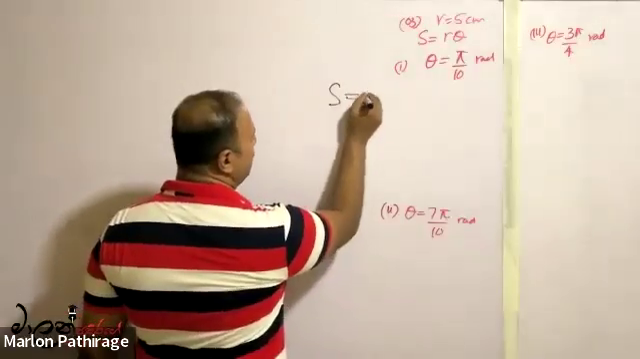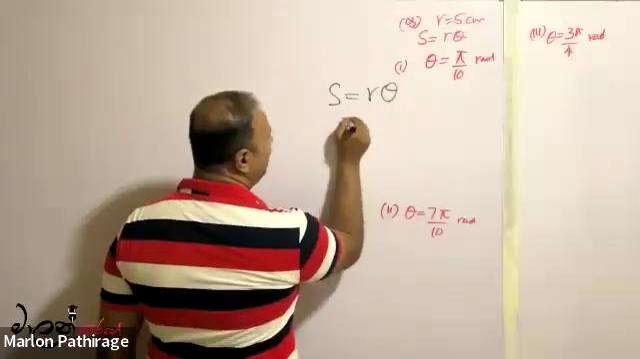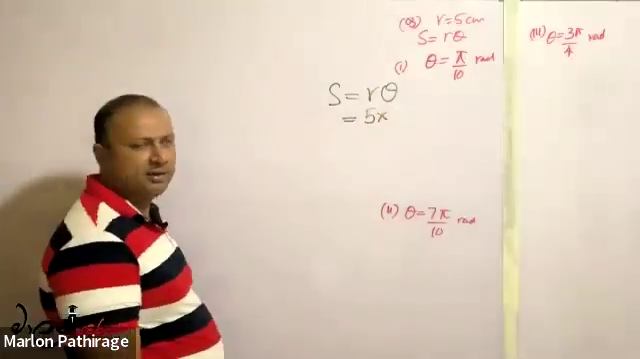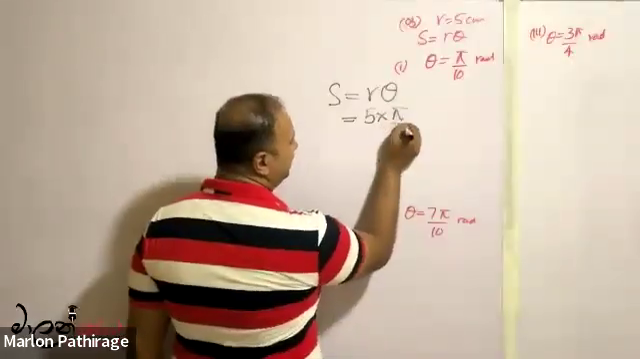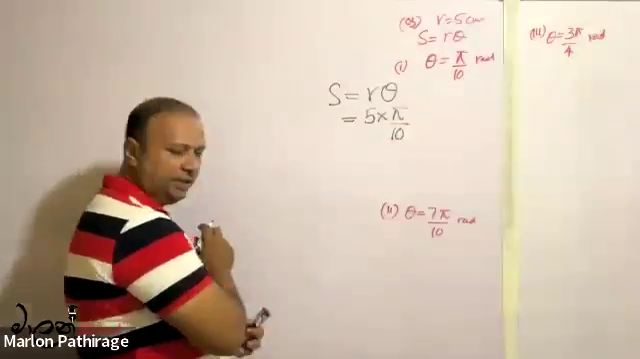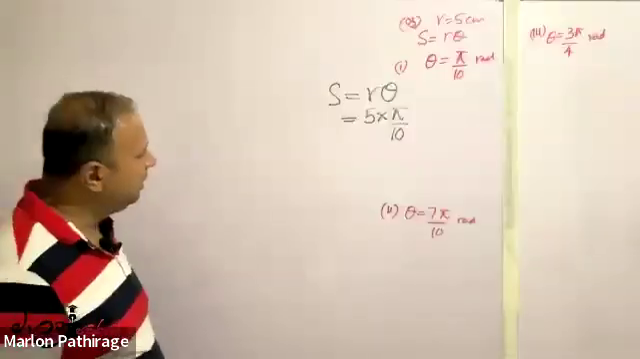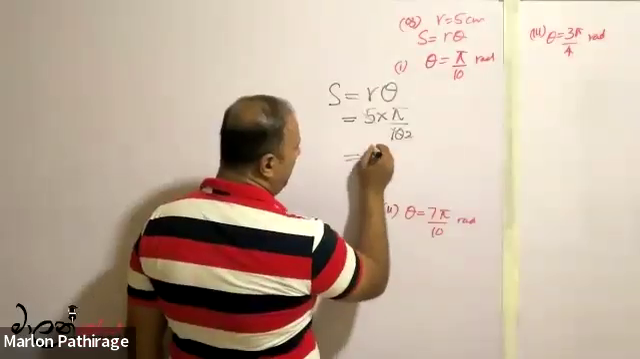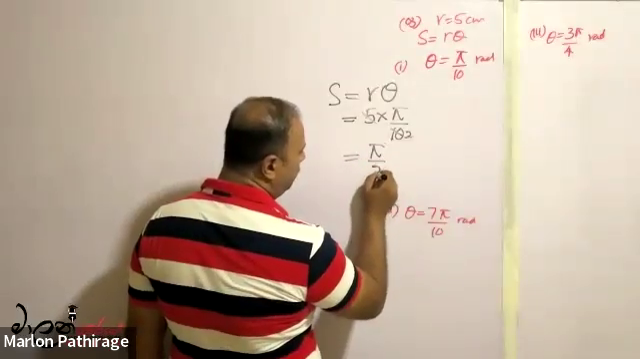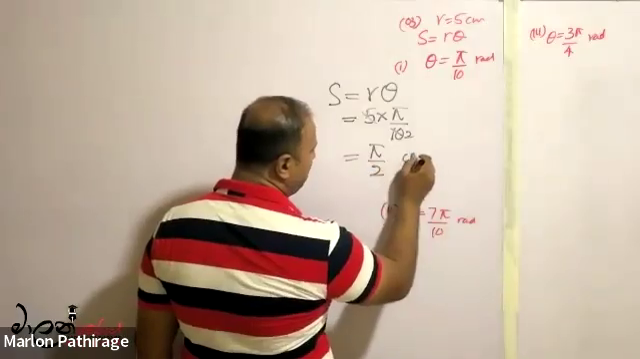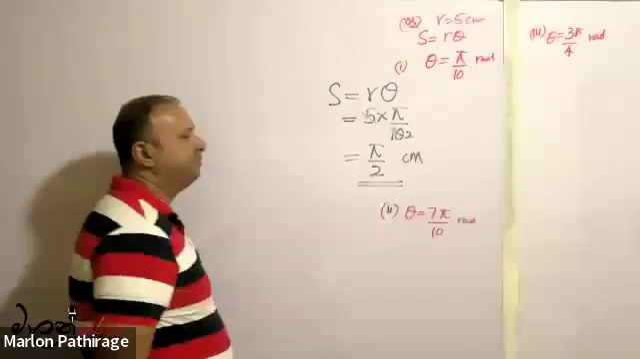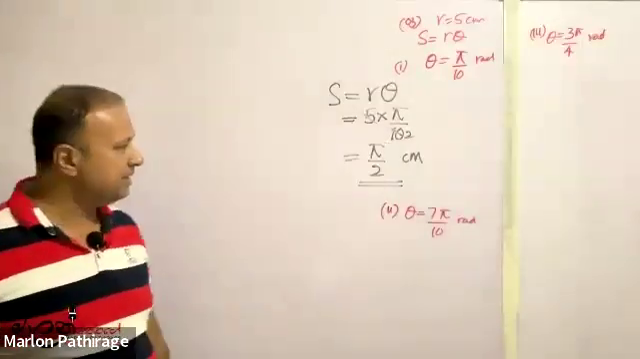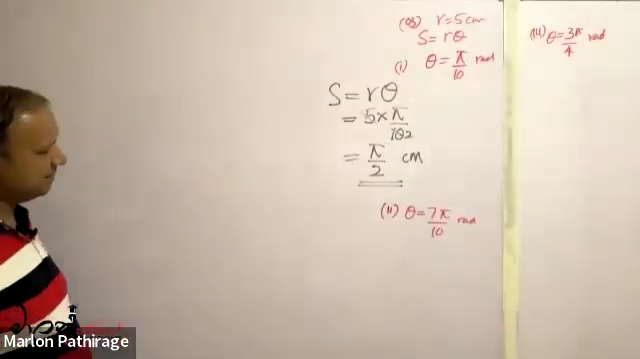So according to S equal R theta, R is 5 centimeter, theta is 5 over 10 radian. Then make it 2. Therefore, the answer is 5 over 2 centimeter. The arc length is in centimeter because the radius is given in centimeter.